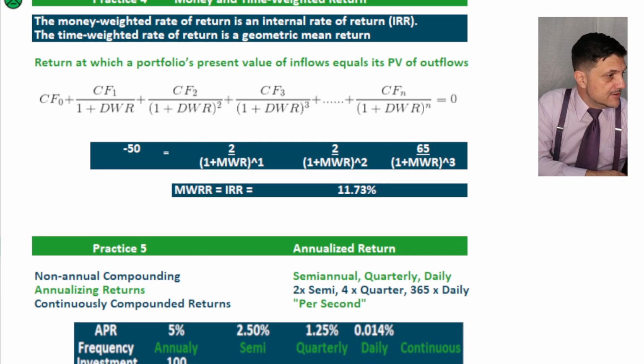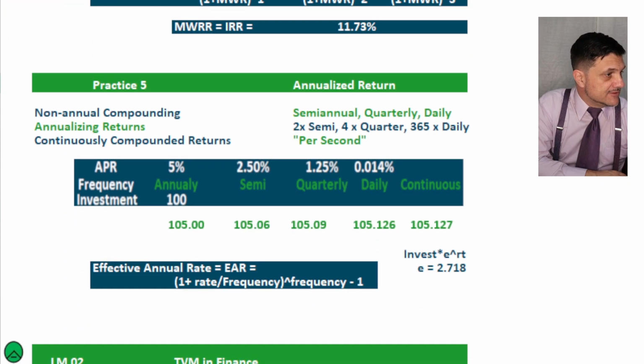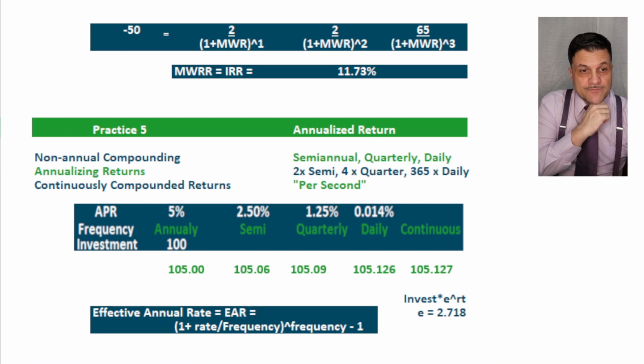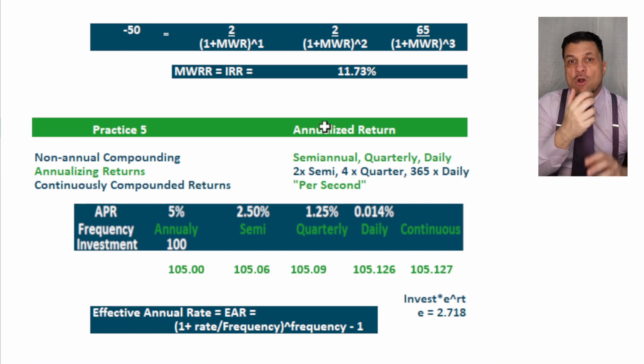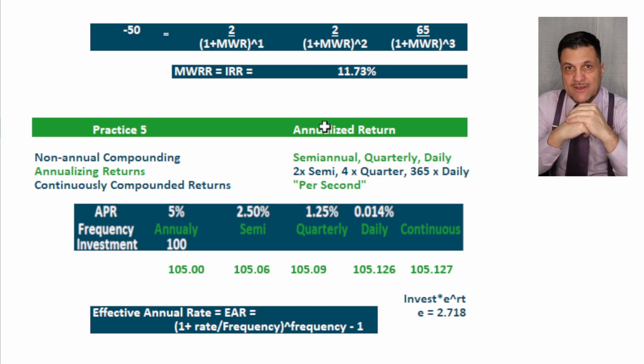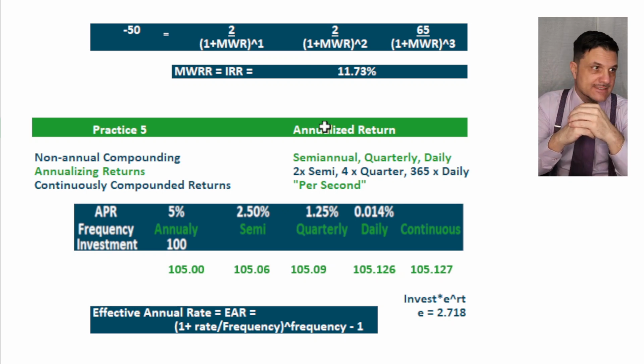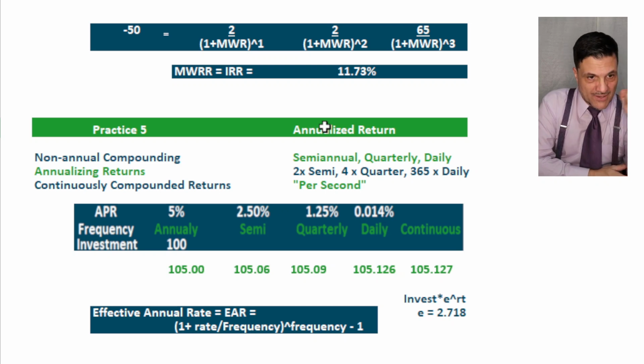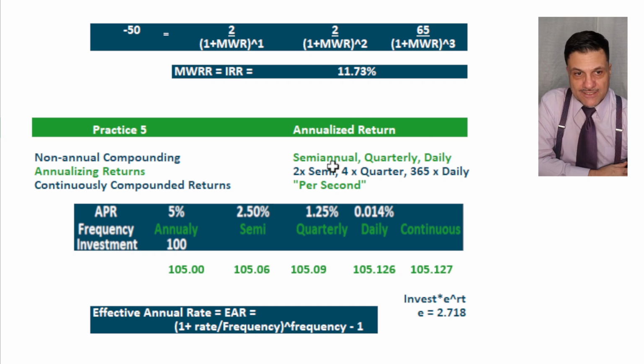All right, we're approaching the end here, friends, because now we're going to see the concept of annual rates and compounding, non-annual compounding rates. The most common ones are semi-annual, quarterly, and daily. Semi-annual is times 2, quarterly is times 4, and 365 is for the daily.